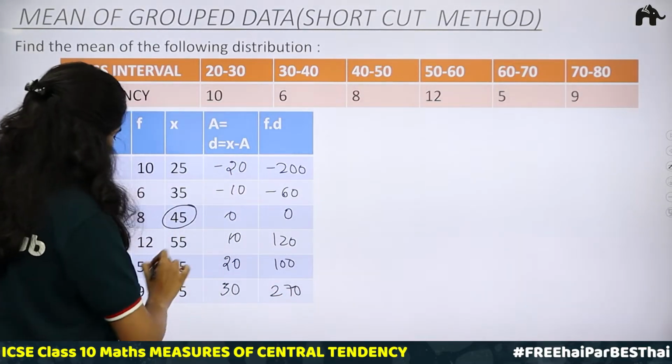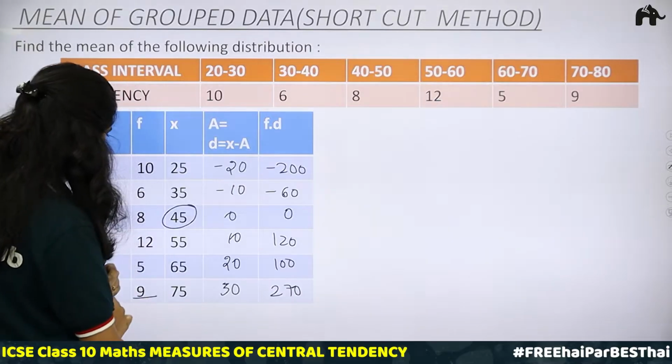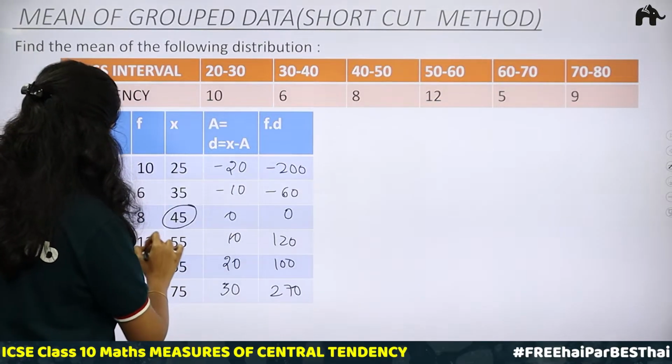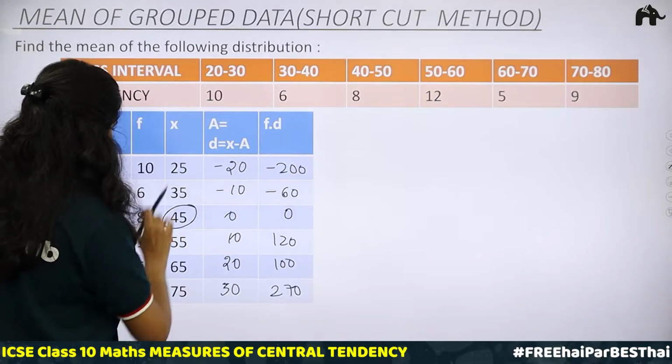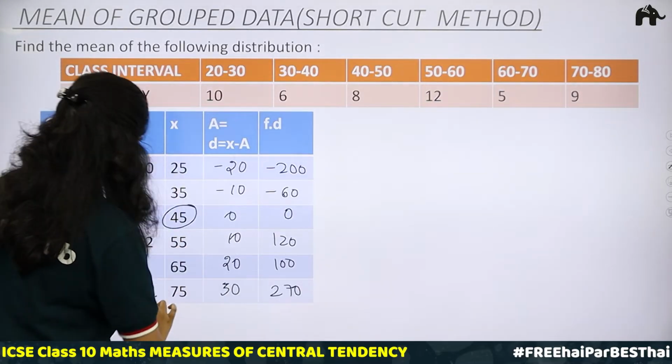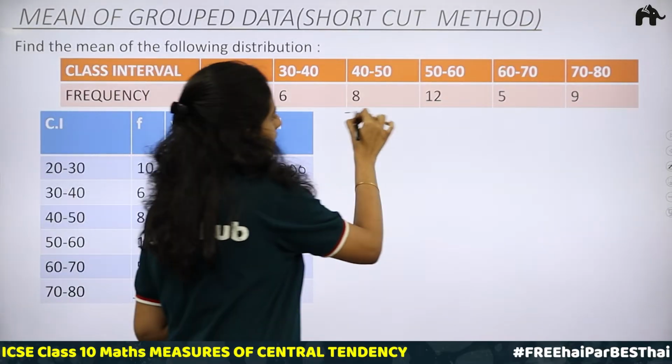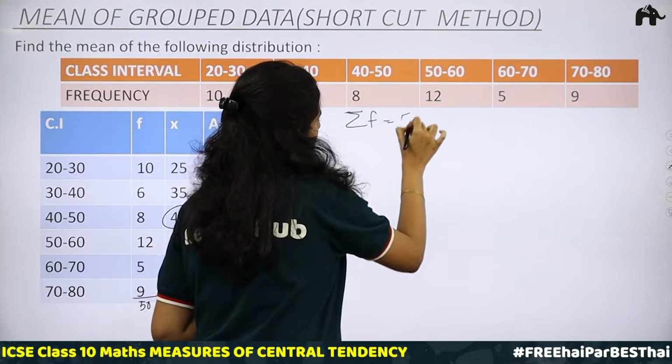Now we know the sum of frequencies is equal to 12 plus 8, 20, 30. You will be getting sum of frequencies equal to 50. Sigma f is equal to 50.